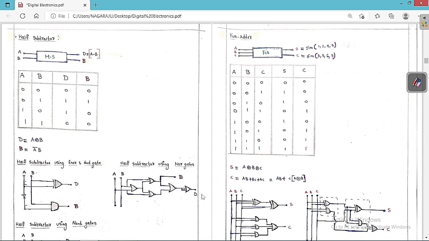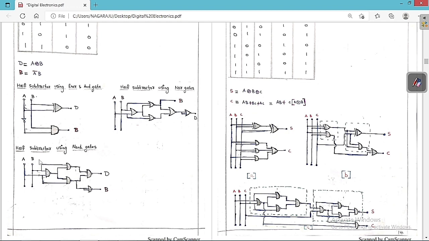So D is nothing but A XOR B. But I want the borrow. If you take the output from here, we are going to get A bar B. We can do a simplification also, and we are going to get the same result. If you have done just the simplification up to here, you are going to get the same result: B is equal to A bar B. So how many NOR gates do we require? 1, 2, 3, 4, 5. So a total of 5 NOR gates are required in order to build the subtractor.